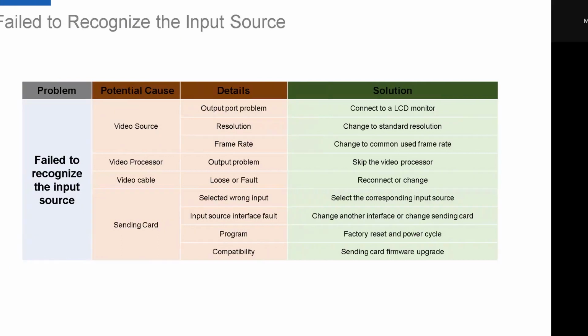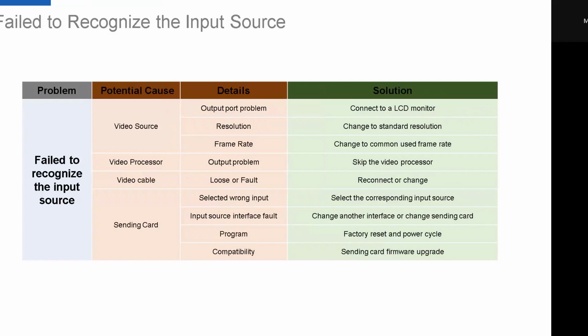After checking the output port, resolution, and frame rate of the video source, if the issue still exists, we need to move to the second potential cause, which is the video processor. Make sure both the input and output are good. We can use a very easy way to test it. Just skip the video processor and directly connect your video source to the independent controller. See whether it can be recognized.